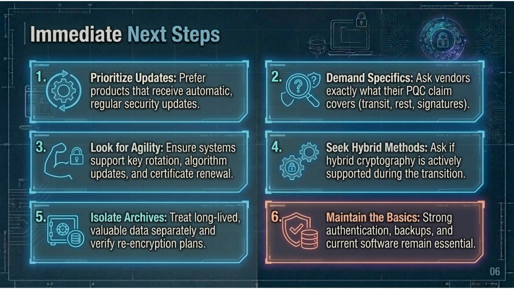Regardless of your organization's size, six practical steps can begin today. First, prioritize updates by choosing supported products with automatic regular security updates. Second, demand specifics from your vendors about exactly what their post-quantum claims cover. Third, look for crypto agility, ensuring systems support key rotation and algorithm updates. Fourth, seek hybrid methods during the transition. Fifth, isolate long-lived archives and plan for re-encryption. Sixth, maintain basic security hygiene.